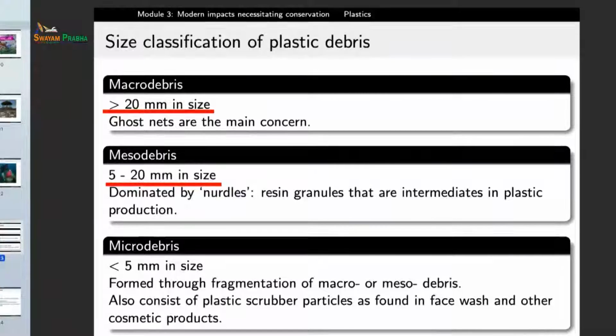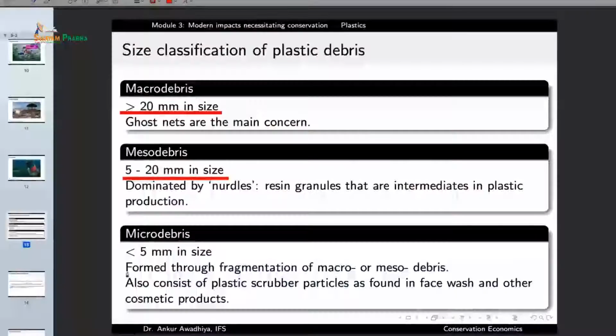And in a number of cases they reach into the oceans because when they are being transported on a ship, and if there is an accident, if these nurdles are just released because one of the containers broke, then these nurdles will directly reach into the oceans.